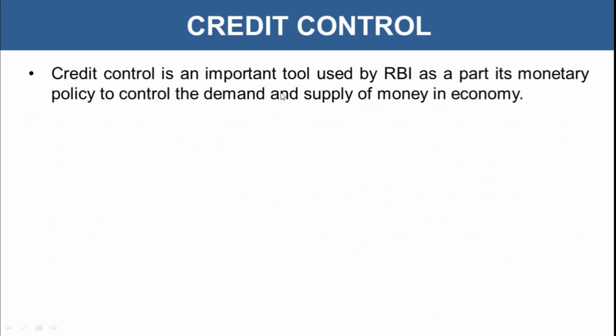Credit control is an important tool used by RBI as a part of its monetary policy to control the demand and supply of money in the economy. So credit control is basically when RBI tries to control the money supply in the economy. Now this money supply RBI tries to control by controlling the credit which is provided by the commercial banks in the market to the public, institutions or the corporates. Thus the name is credit control.